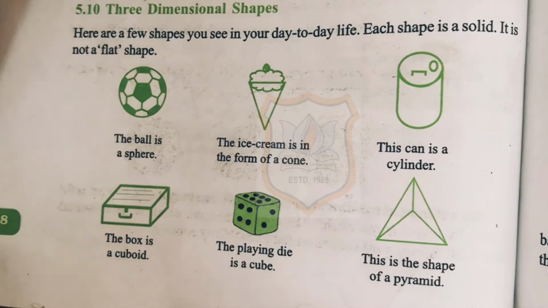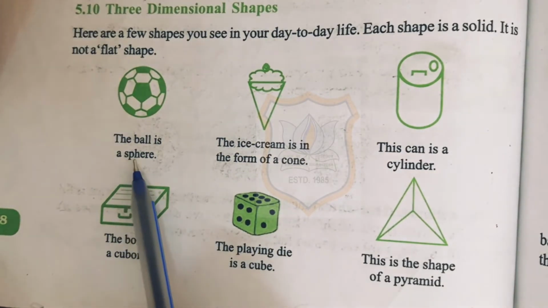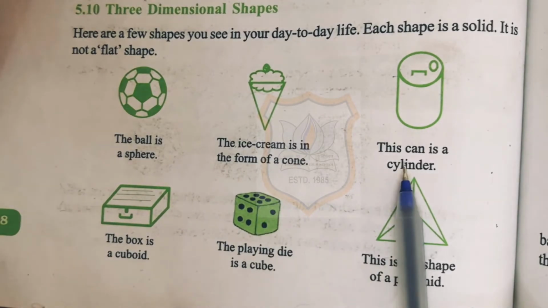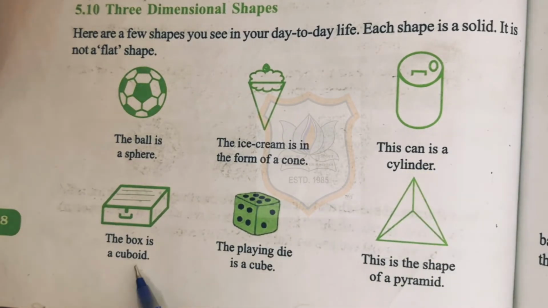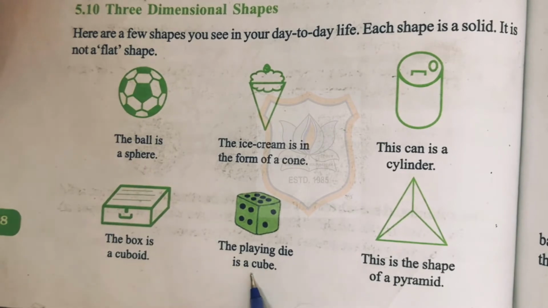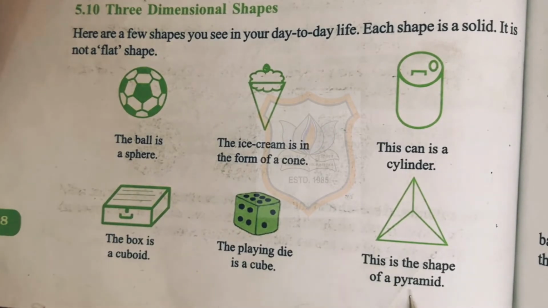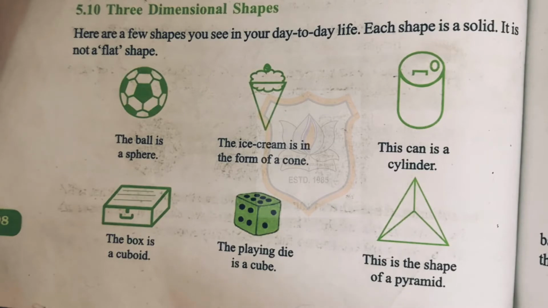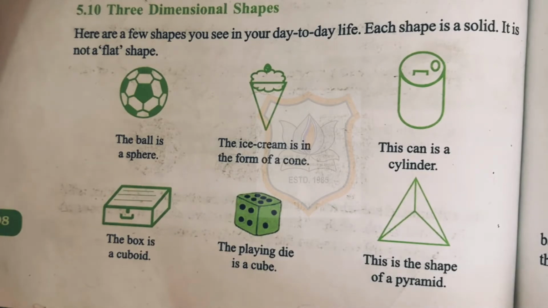flat shape. For example, the ball is a sphere, the ice cream is in the form of a cone, this can is a cylinder, the box is a cuboid. The playing die is a cube. This is the shape of a pyramid. We will also learn other important terms like faces, edges and vertices etc. which are associated with these shapes. Here we get to know about shapes like cuboid, cube, cylinder, sphere, pyramid.